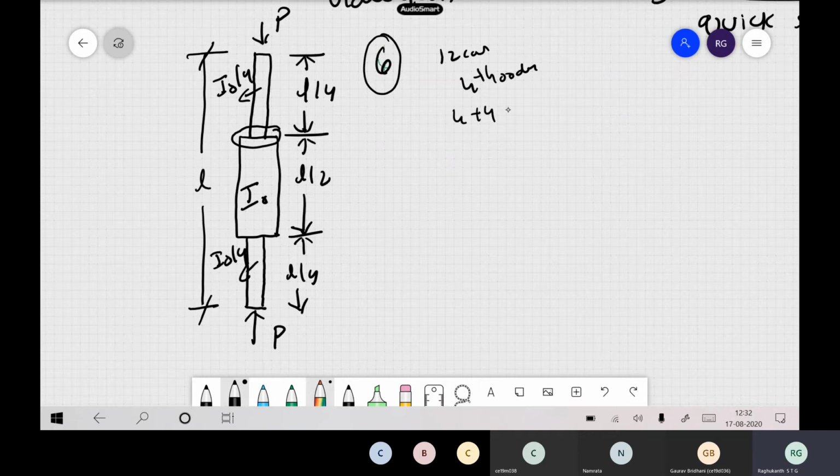So 4 plus 4, you will get 8 conditions here. Then you have to get additional ones, 2 at these supports, like deflection 0, slope 0. Then here also deflection 0 or slope 0 or bending moment 0. So you will be having 2 at one support, 2 at the other support. So 12 conditions, 12 constants. So the problem is solved actually.